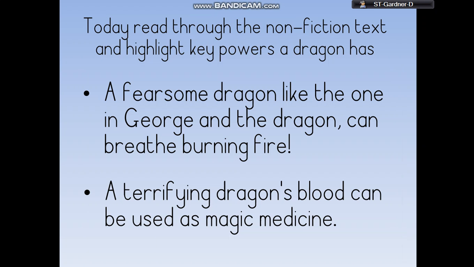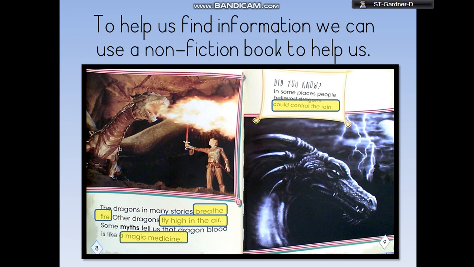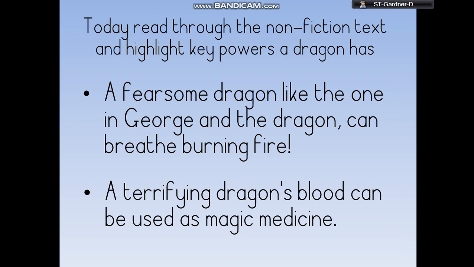Okay? What I want you to do today is read through the non-fiction text, which is on this PowerPoint and also on the Google Docs and on our school website. I want you to highlight all the key powers a dragon has, just like Mr. Gardner did here. And I want you to write down a list using bullet points. So these are bullet points here. If you draw a bullet point first, that will tell us in a list about the types of powers that a dragon has. And it makes it easier to read.